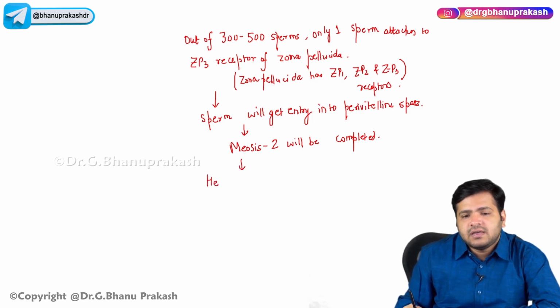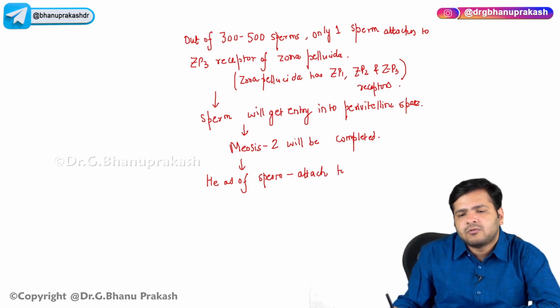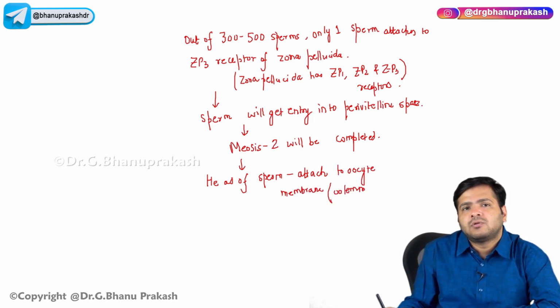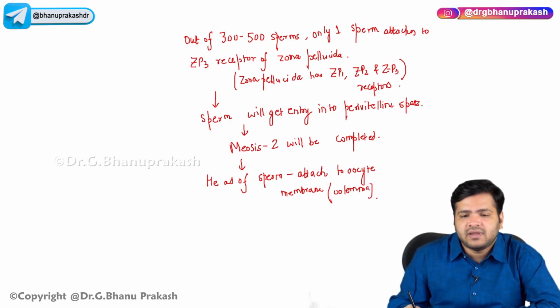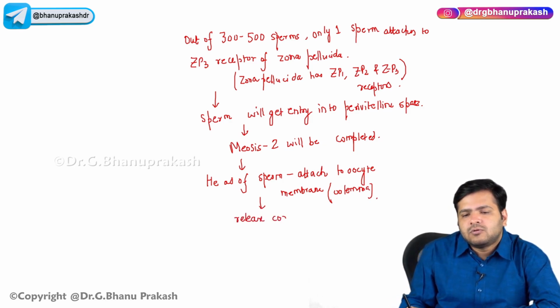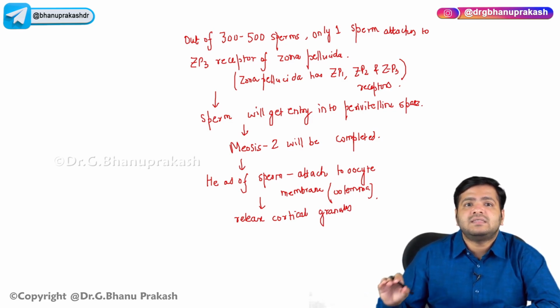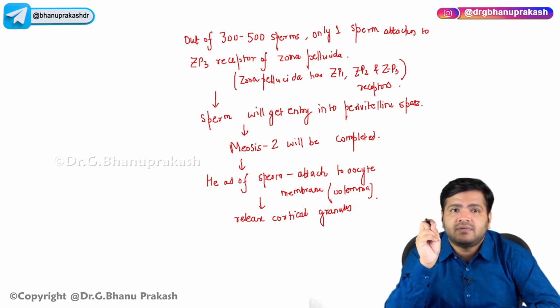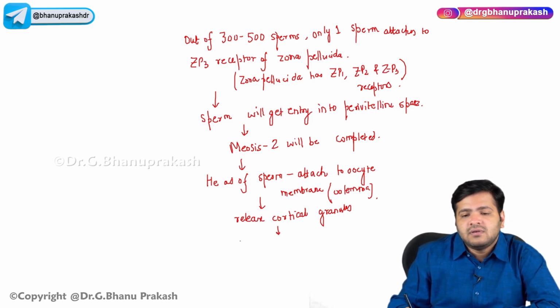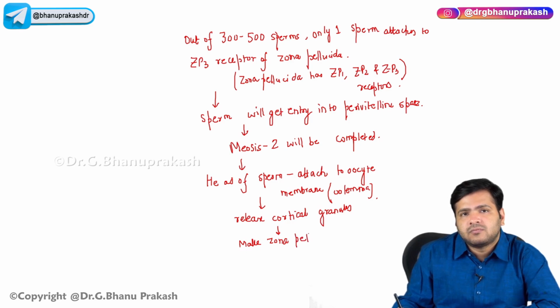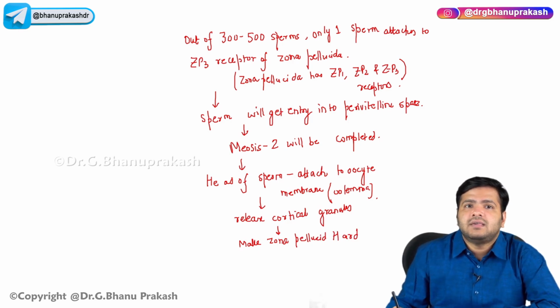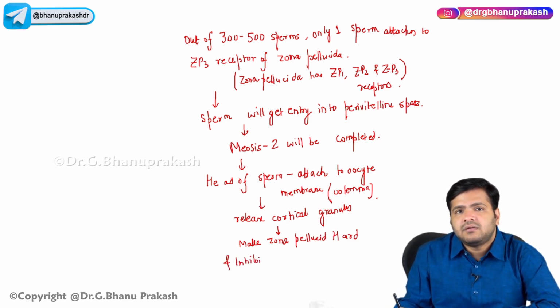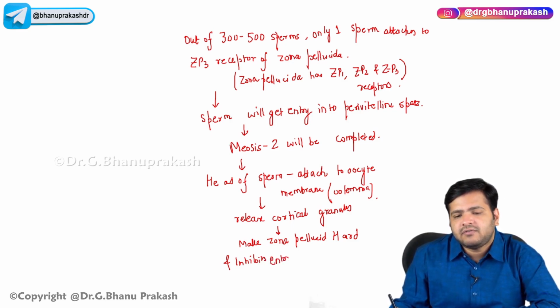Now after that, what will happen? The head of the sperm will attach to the oocyte membrane, that is called the oolemma. And it will release some cortical granules, right? Remember that these cortical granules make the zona pellucida impermeable to other sperms, right? So these cortical granules make the zona pellucida hard, and it inhibits entry of other sperms.